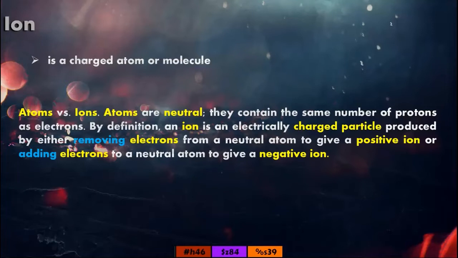By definition, an ion is an electrically charged particle produced by either removing electrons from a neutral atom to give a positive ion, which is called a cation, or adding electrons to a neutral atom to give a negative ion, also called an anion. Also, we have monatomic ions and polyatomic ions.